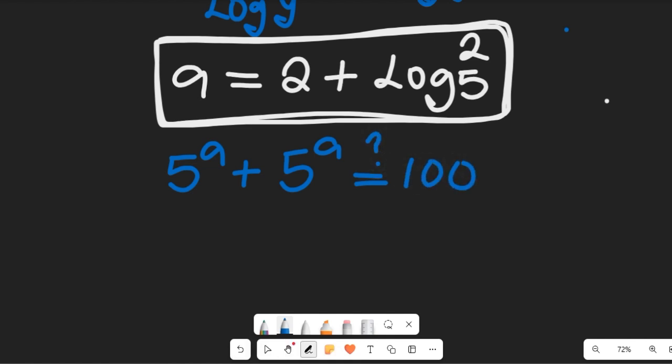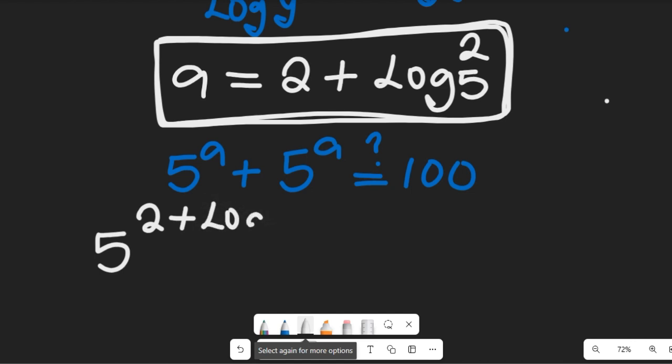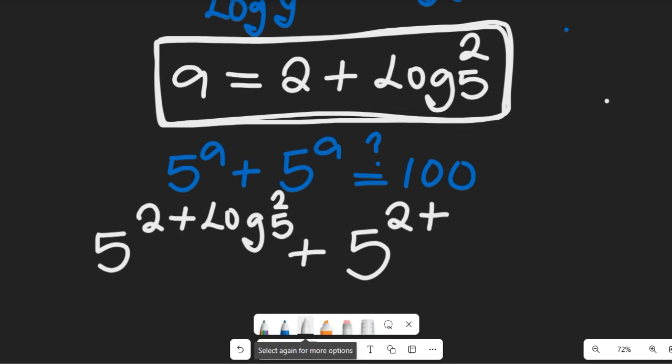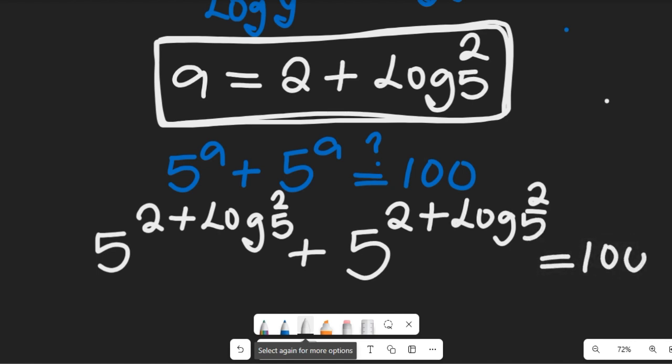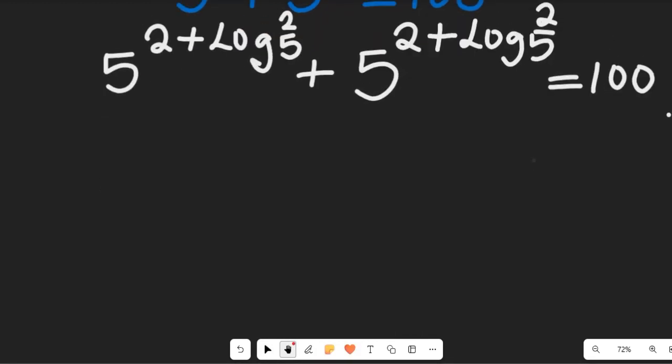Now let's insert that. If we insert that, we'll have this expression to give us 5 to the power of 2 plus log of 2 base 5, plus 5 to the power of 2 plus log of 2 base 5, and this will be equal to 100. In this expression, we're going to simplify this.